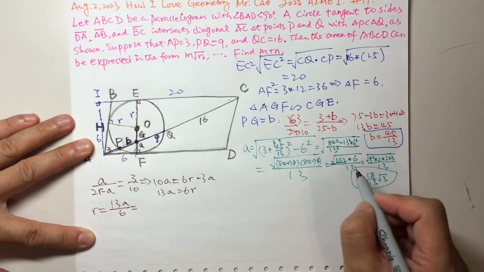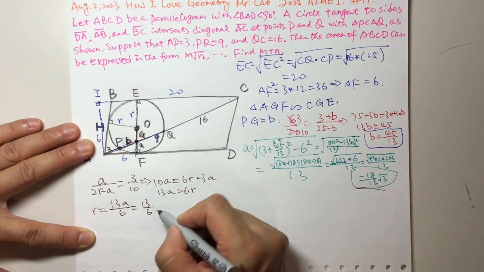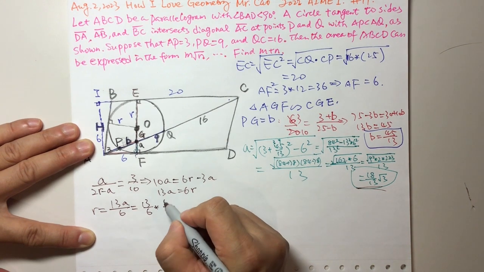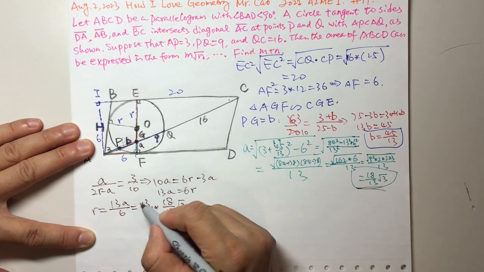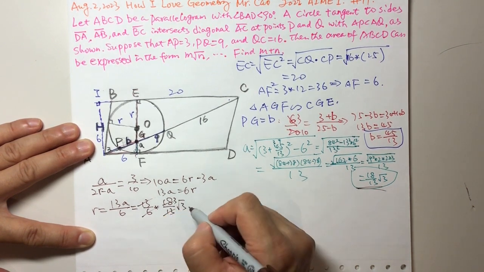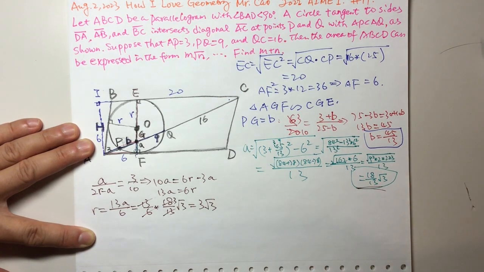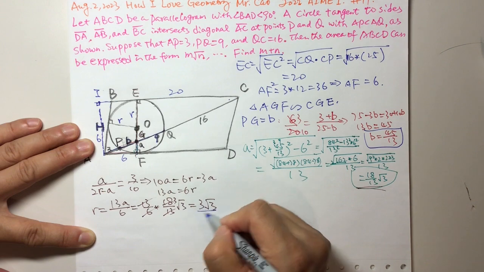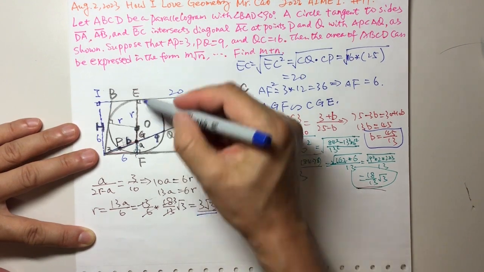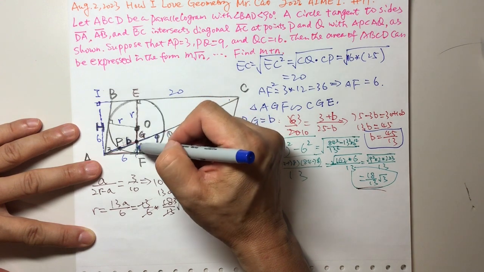Now we know a is here, right? So 6, 13, then times a, 13, 18 square root of 3. 13 and 13, 1, so 3. So r is 3 square root of 3. So we got a very important data. Now we know r. If we know r, then we know this one, right?